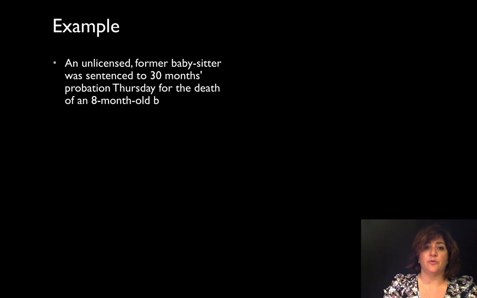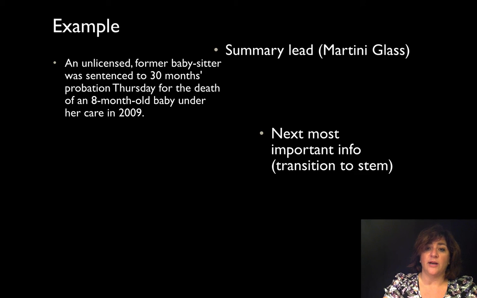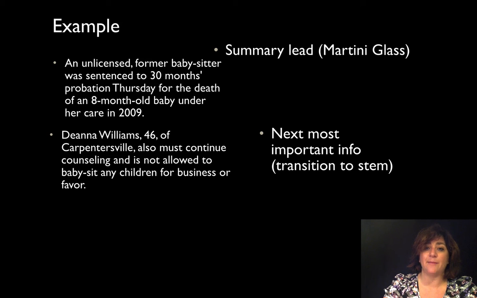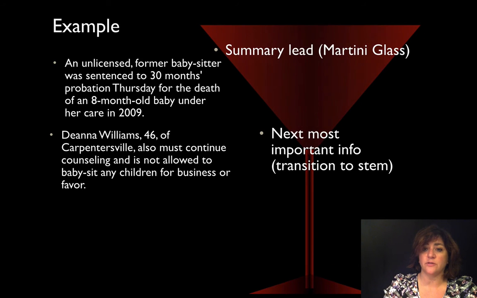So here's an example for us. An unlicensed former babysitter was sentenced to 30 months probation Thursday for the death of an 8-month-old baby under her care in 2009. So here's the summary lead right here. And then the next most important information is going to transition us to the stem, and here it is. Deanna Williams also must continue counseling and is not allowed to babysit any children. So we have the most important information, the next most important information. See how this works? All right, let's take a look here.